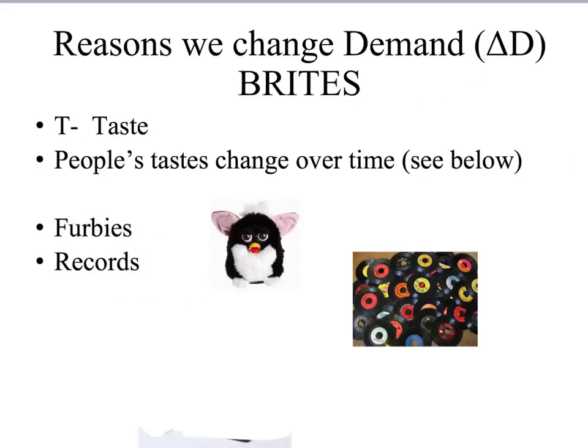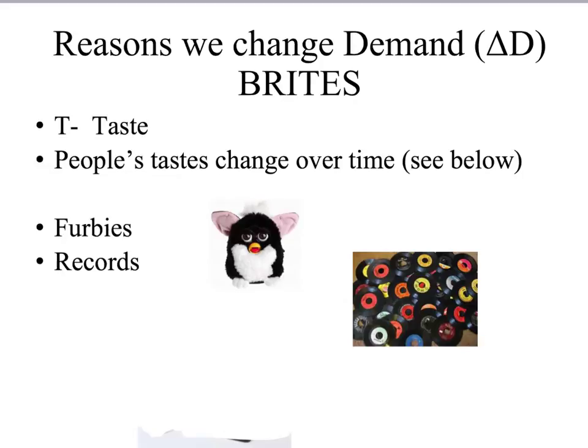The next one is taste. People's tastes change over time. So for example, there was a time when Furbies and the demand for records were extremely high. Today you're going to find a much lower demand for both of those products because people's tastes have changed over time.